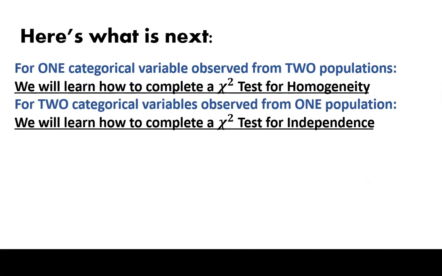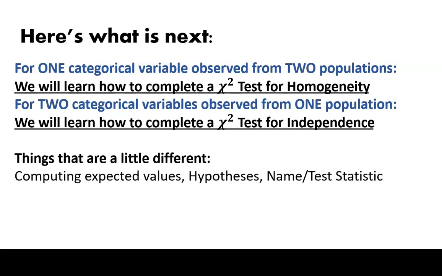What's coming up next? On the next lesson, we're going to talk about what happens when you have a two-way table. Or in other words, what do you do with one categorical variable for two populations? That's a test for homogeneity. Or you have two variables that you get from one population. That's a chi-squared test for independence. There will be some things that are a little different. In a two-way table, computing the expected values is a little bit different. And then with hypotheses and the names of the tests, those are going to look a little bit different for each one of these tests.